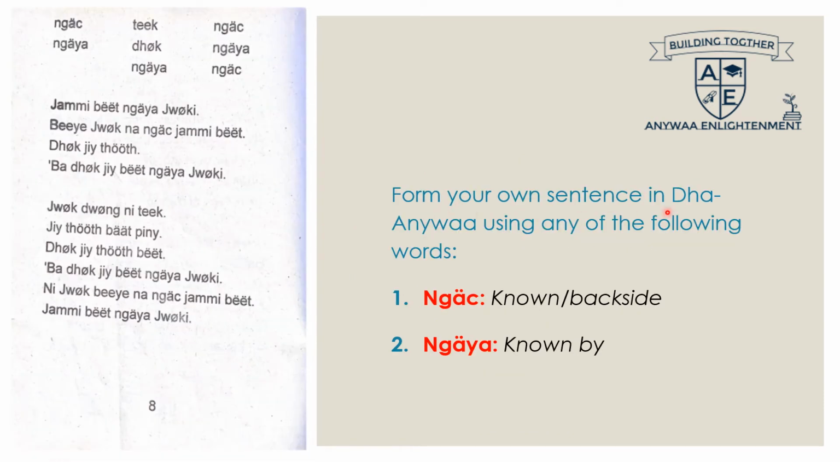Form your own sentence in Dha-Anywaa using any of the following words. Ngach. Wala ngach. Ngach wala ngach. Ngi a chi ngach wala ngach. Ngach has two meanings, and depending on the tone of your voice, it can either mean known or backside.